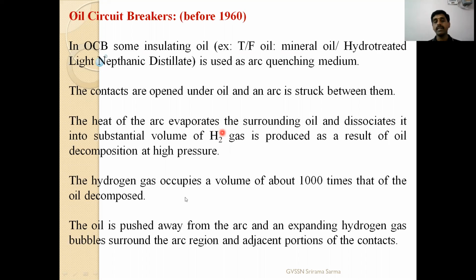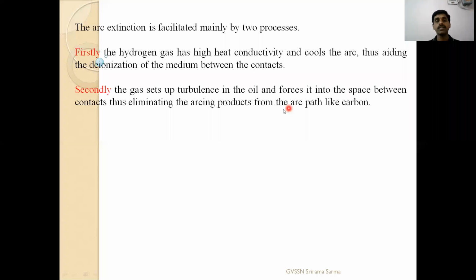Hydrogen is lightweight. Hydrogen gas occupies a volume of 1000 times that of the oil decomposed. So 1000 times more hydrogen gas is produced than the oil decomposed. So oil is pushed away downwards and hydrogen gas moves upwards and occupies the entire arc region, which is between the contacts. So that is the principle behind oil circuit breakers. They were majorly used before the 1960s for all types of applications.